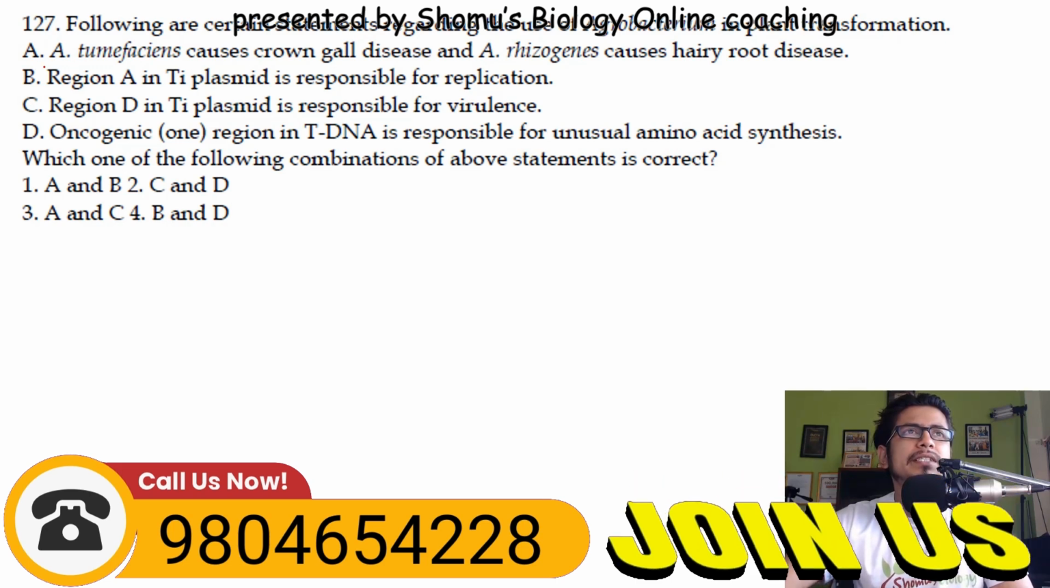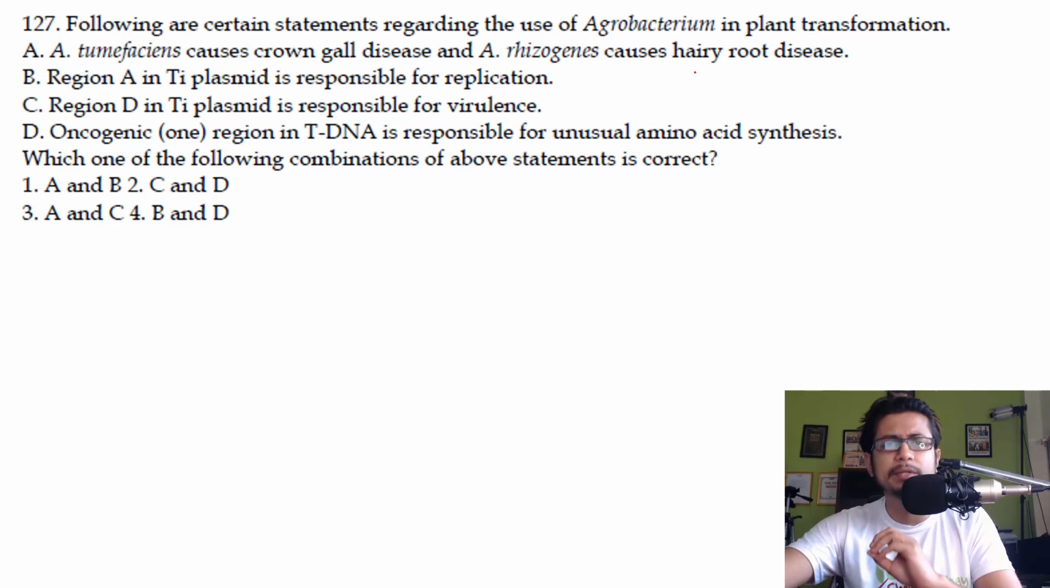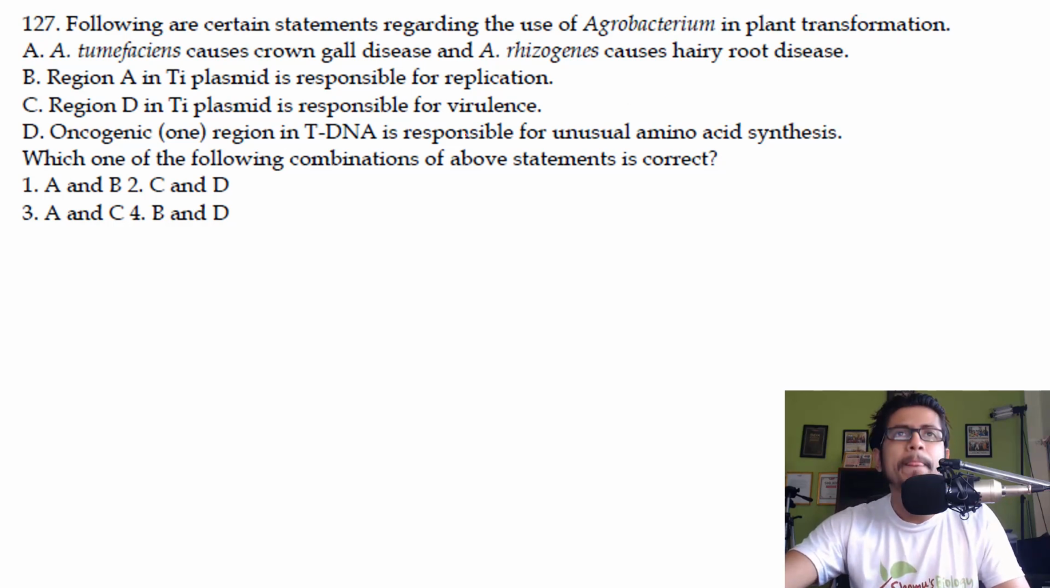There are options. The statements are given. Agrobacterium tumefaciens causes crown gall disease, and A. rhizogenes causes hairy root disease. This is one of the basic things that you know when you prepare this chapter. And we know, yes, it is true. Statement A is a true statement.